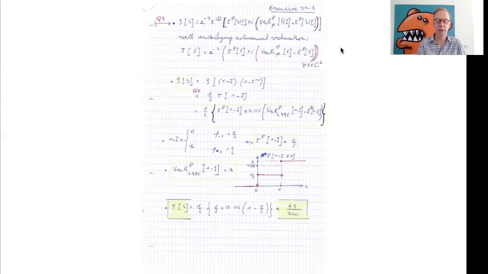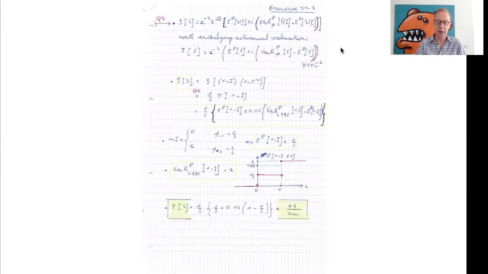So if we take this expression for 1 minus I, we find that rho of S is 1 over 2 multiplied by this whole expression here. What we still have to do is find the expectation under P of 1 minus I and also the value at risk under the measure P, at the level 99.5% of 1 minus I.